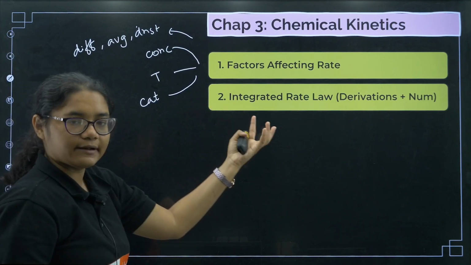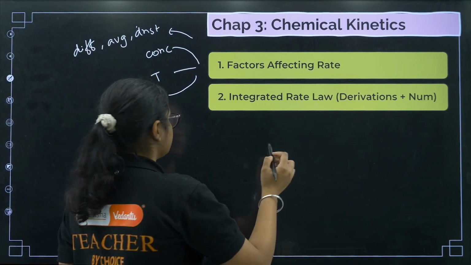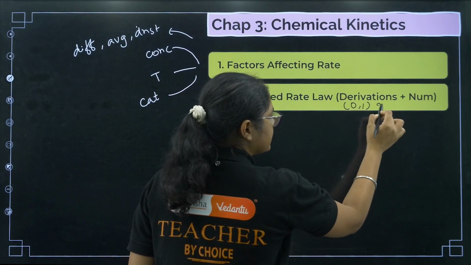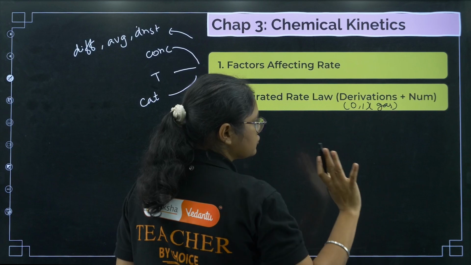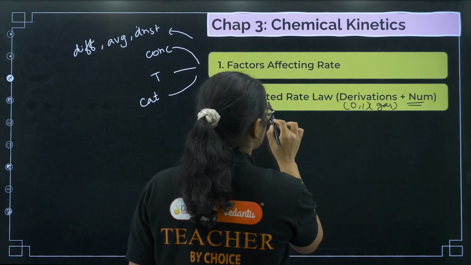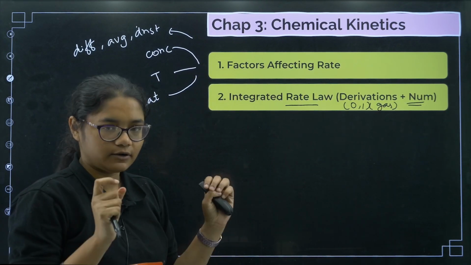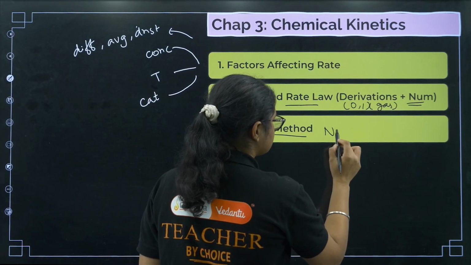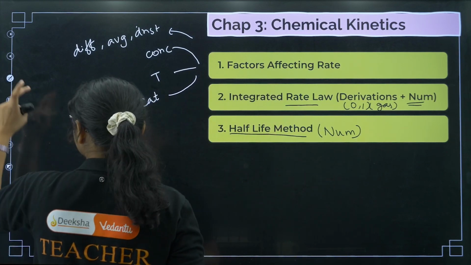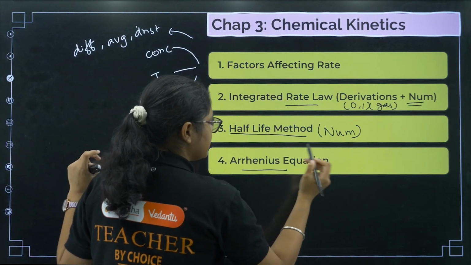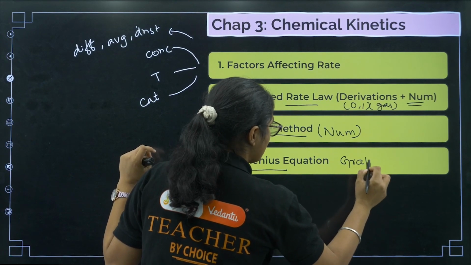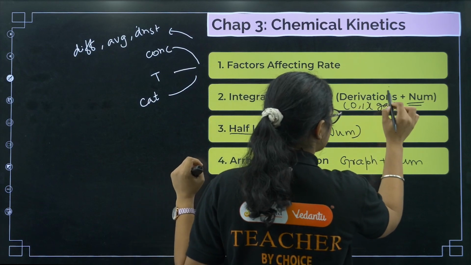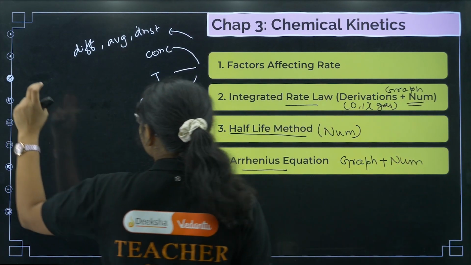Next we have integrated rate law. Derivation is a must, so you should be knowing the derivations for 0th order and 1st order, and for the gaseous phase, okay? These two derivations you should be knowing, and numericals also you should be preparing from these particular topics. After that we have half-life method, so do questions from numericals here, okay? This is very important. After that we have Arrhenius equation. Here also graph is important plus numericals, okay? And yes, for integrated rate law also you have to focus on the graph, okay?